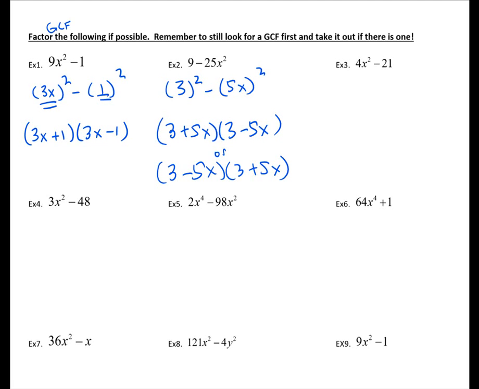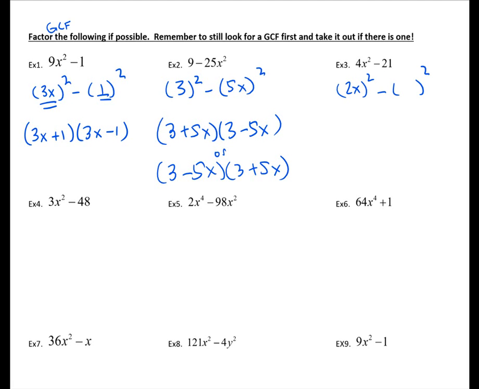Example 3. Look for GCF. It doesn't look like there's a GCF. And then, is this a difference of squares? Let's see. Well, I can get 2x here. That'll give me that. But 21, right? There's nothing squared that will give me 21. So this is not a difference of squares.